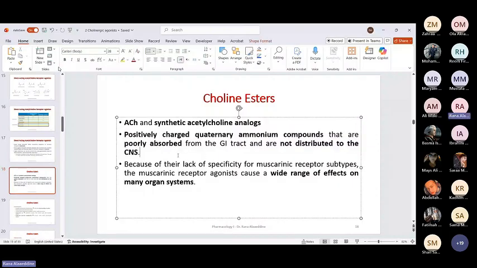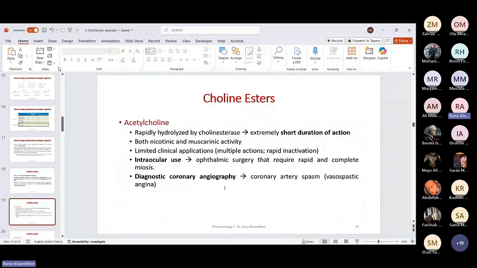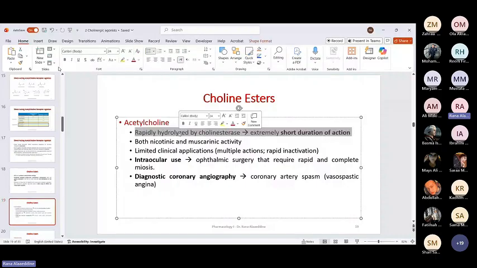Okay, let's start with the drugs one by one, starting with acetylcholine first. Acetylcholine is rapidly hydrolyzed by cholinesterase. This gives it a very short duration of action. We agreed on that. It is both a nicotinic and muscarinic receptor activator.